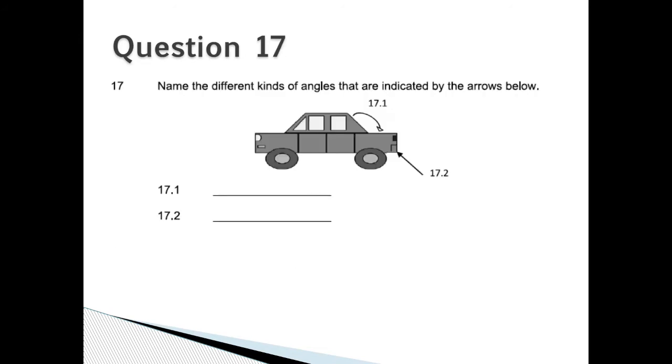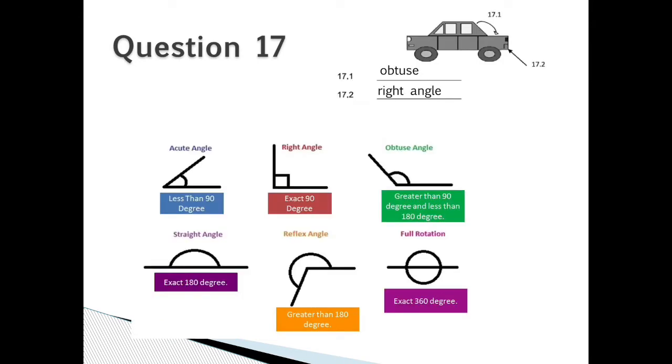Question 17. Name the different kinds of angles that are indicated by the arrows below for 17.1 and 17.2. If you have an angle less than 90 degrees, it's an acute angle. If you have an angle that's exactly 90 degrees, it's a right angle. If you have an angle that's greater than 90 degrees and less than 180 degrees, it's an obtuse angle. If you have an angle that's exactly 180 degrees, it's a straight angle. If you have an angle that's greater than 180 degrees, it's a reflex angle. If you have an angle that's exactly 360 degrees, it is a full rotation.